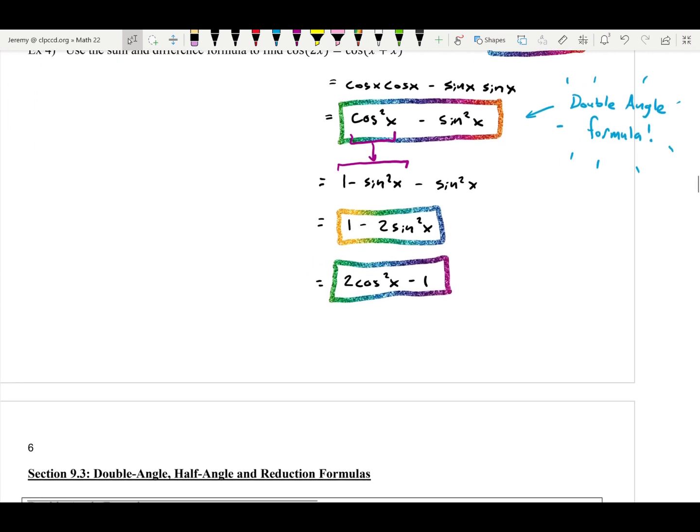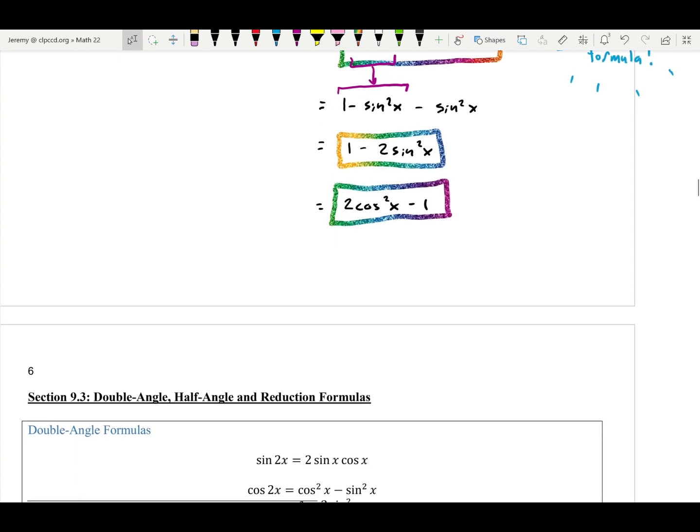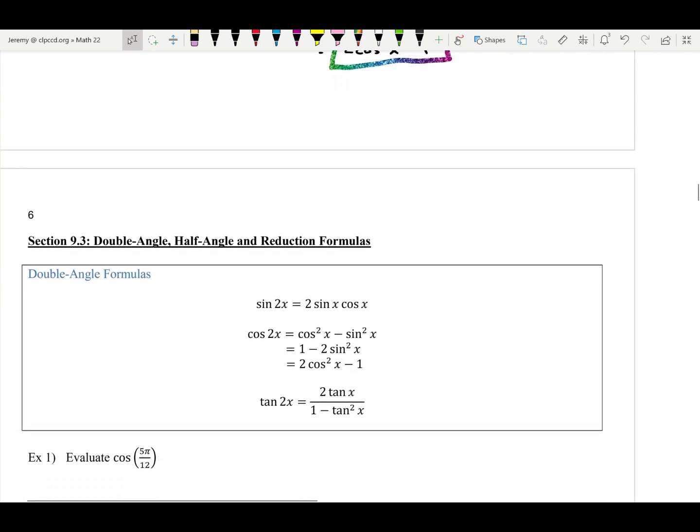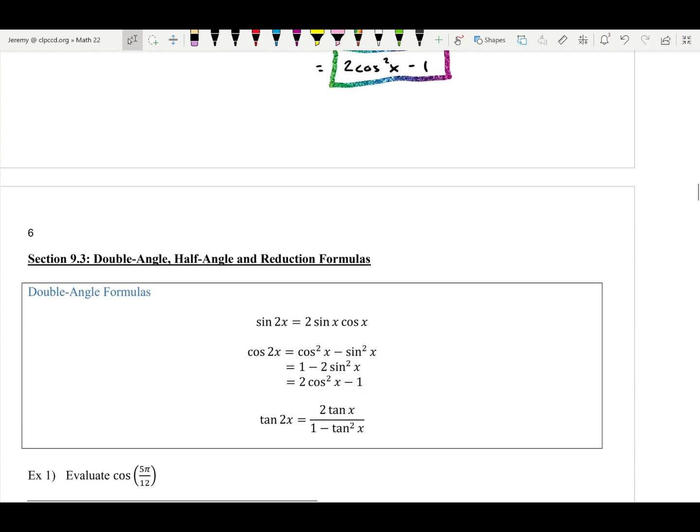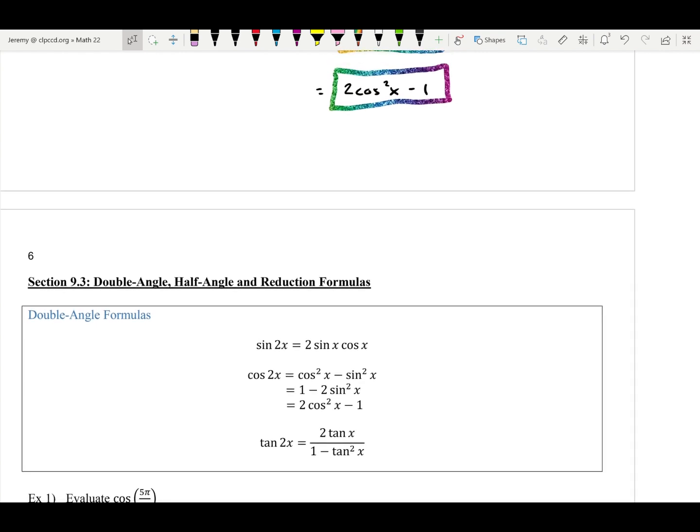But I'll save the rest for the next section, 9.3, where we talk about double angle formulas, half angle formulas, reduction formulas, and all that. So I'll see you in section 9.3.